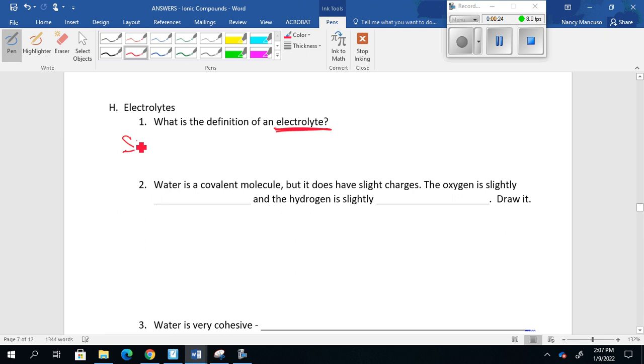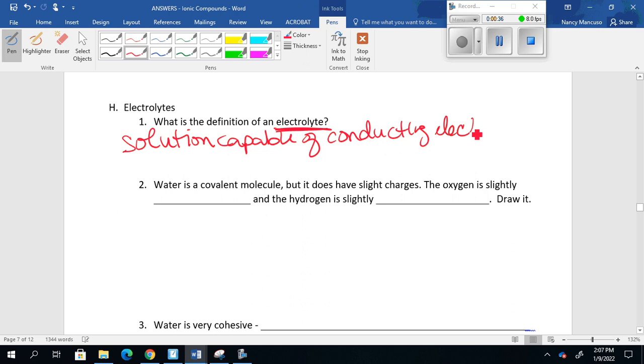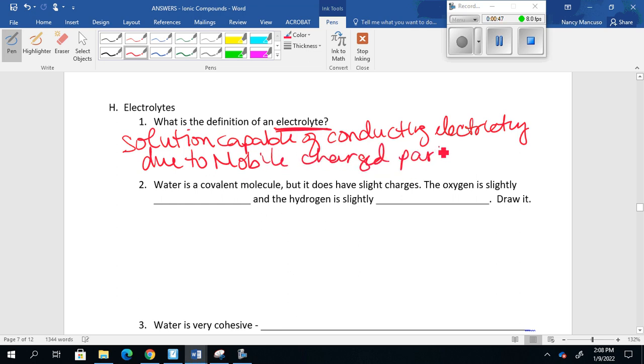An electrolyte is a solution capable of conducting electricity due to mobile charged particles. Okay, so mobile means the particles can move, and charged means they're either positive or negative. So if you have a solution and it's got positive and negative moving particles, it can actually conduct electricity.